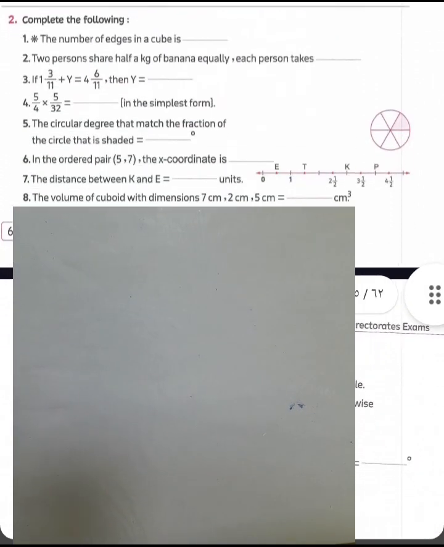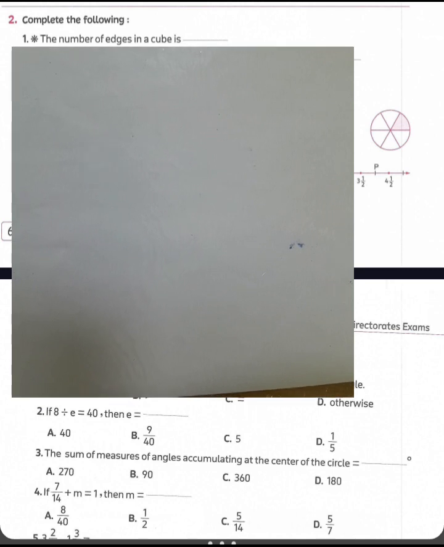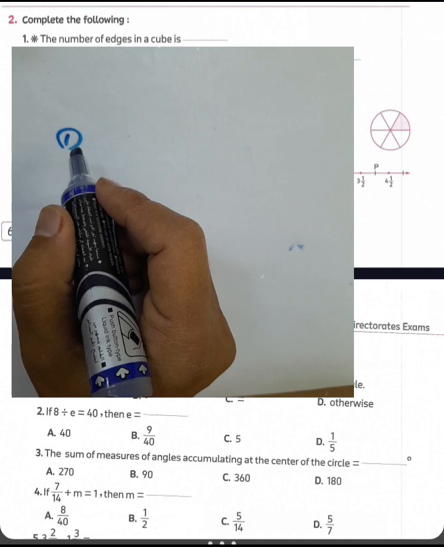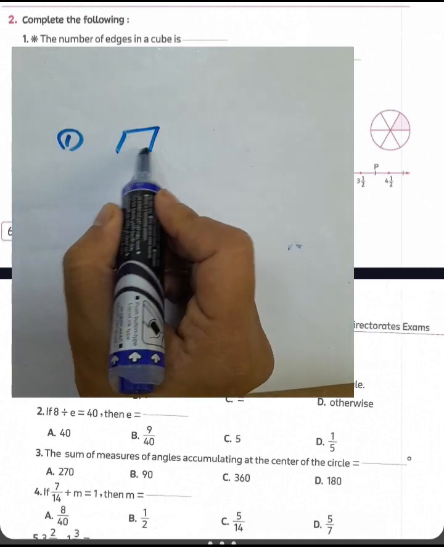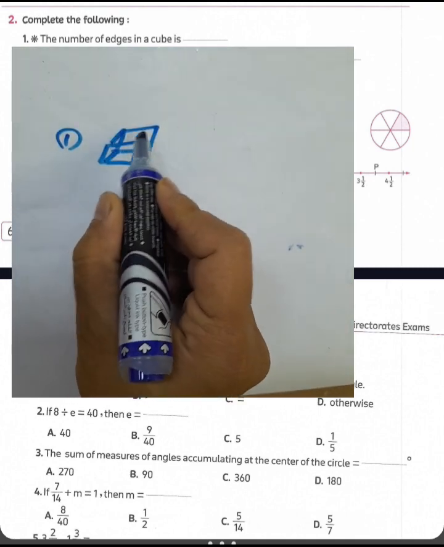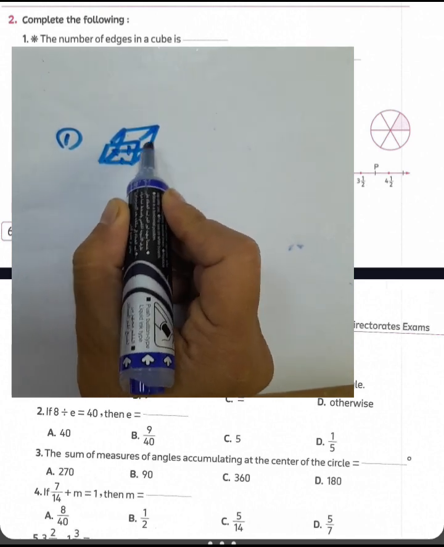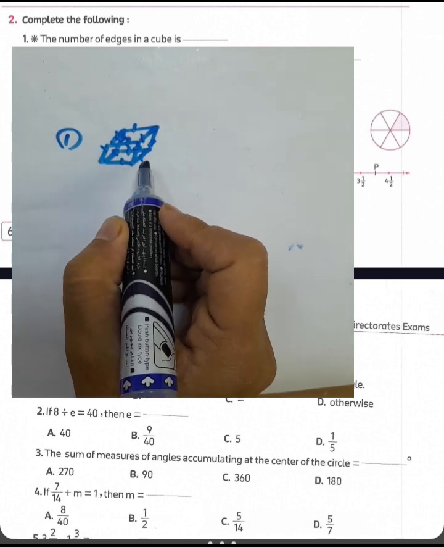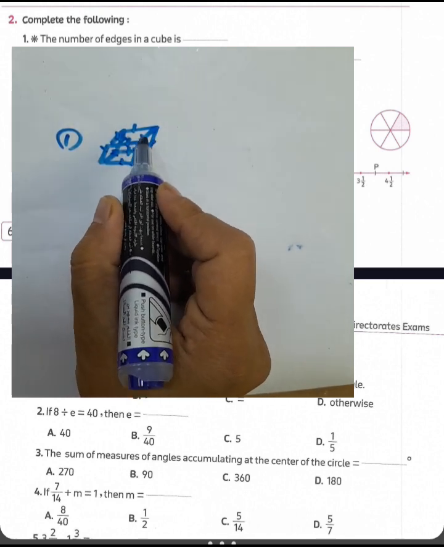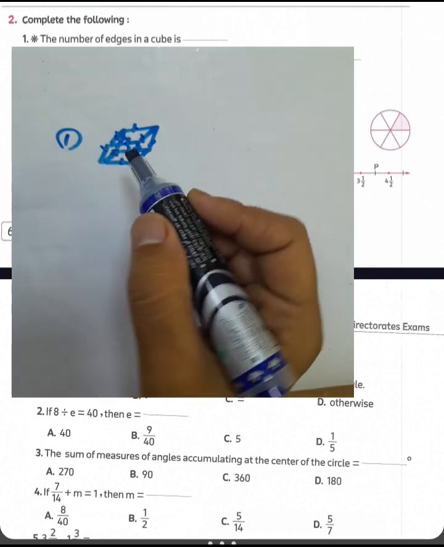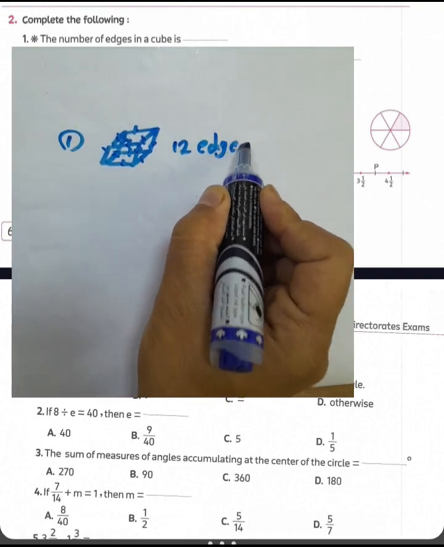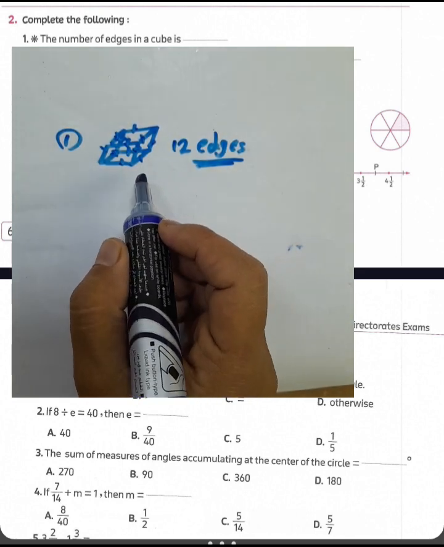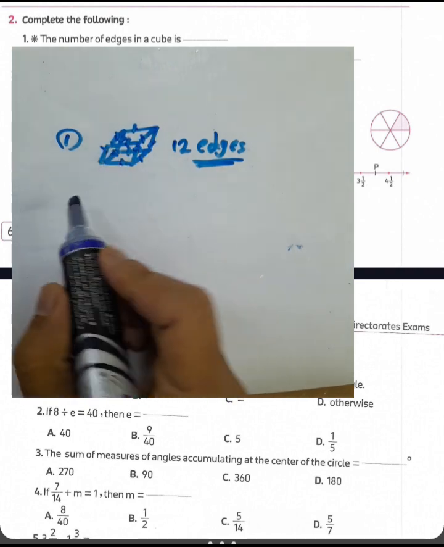Next example. Number 1. The number of edges in a cube: we have 12 edges in the cube. 1 2 3 4 5 6 7 8 9 10 11 and 12. We have 6 faces, 12 edges, and 8 vertices.